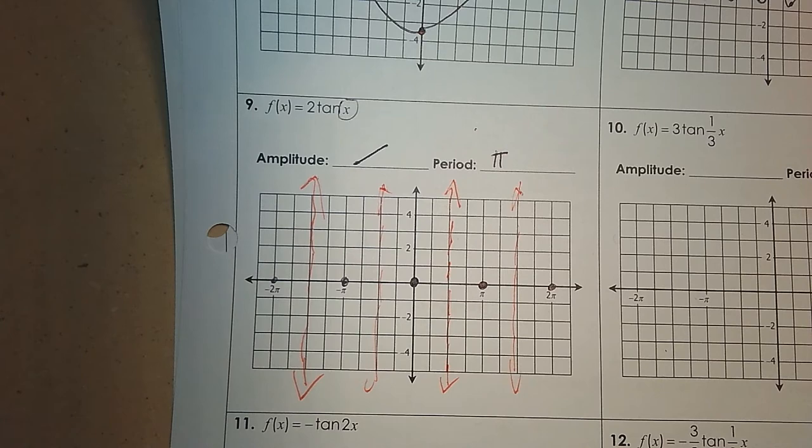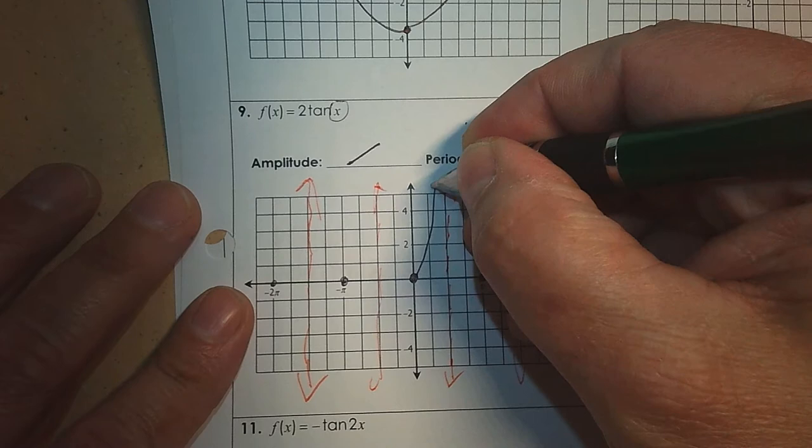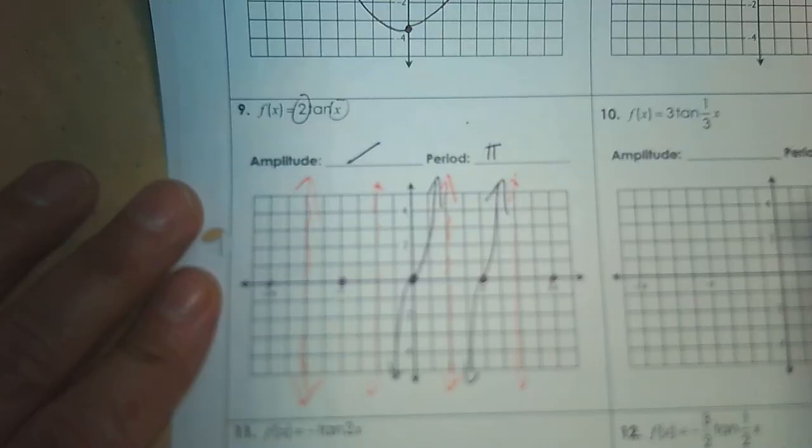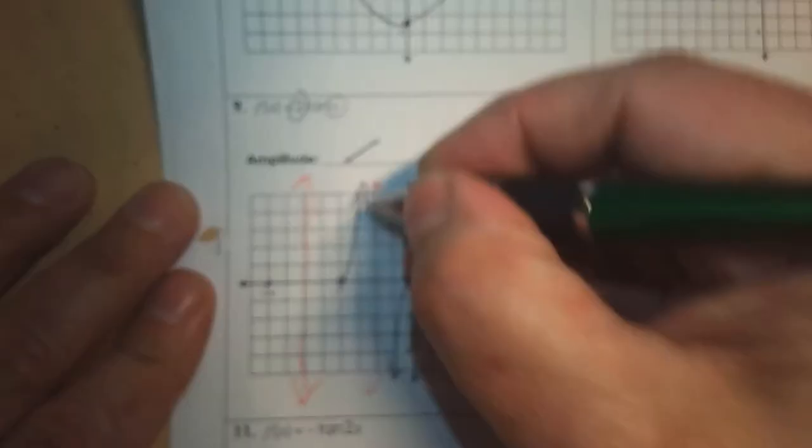And then what does the picture look like? So for every point of inflection, it's going to go up to the right and down to the left, up to the right and down to the left. The 2 in front just makes it look a little skinnier, but in terms of the sketch of the graph, this is what the picture looks like.